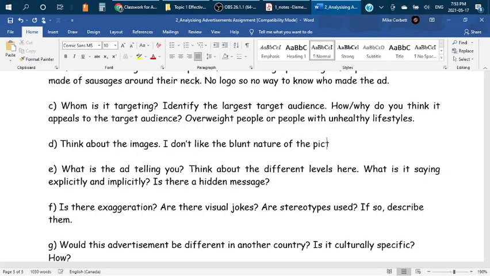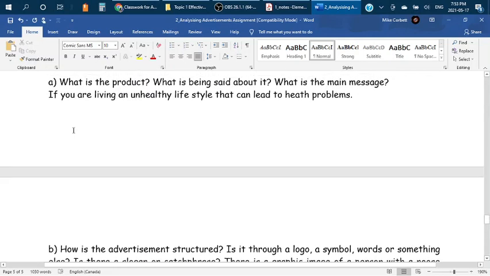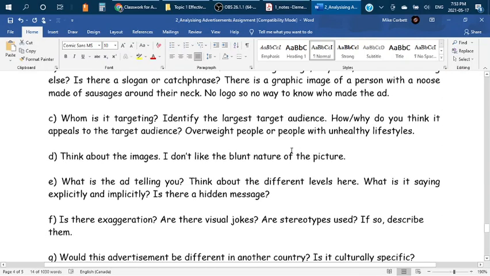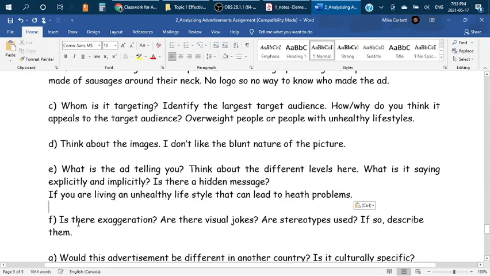If you disagree, feel free, tell me why. That's perfectly fine. What is the ad telling you? Again, it's the exact same thing we set up here in A. If you're living an unhealthy lifestyle, that can lead to health problems. Is there exaggeration? Yes. Yes, there is exaggeration.